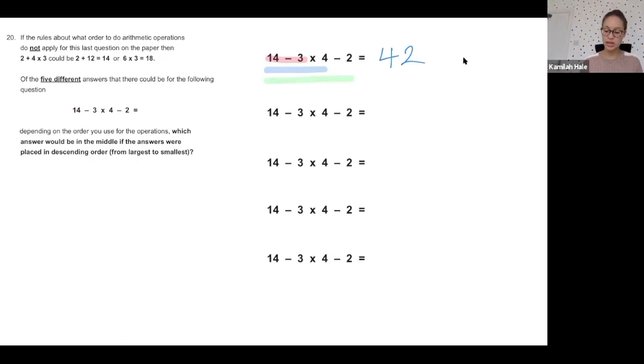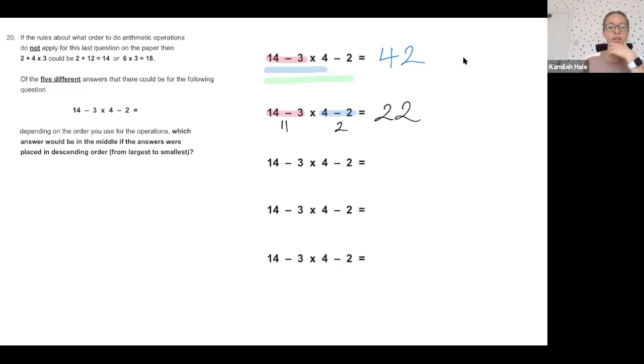So that's one of our answers. Someone's got 22. Yes, so you can get 22 by doing 14 minus 3, 4 minus 2, and then timesing those two numbers together. So you get 11 times 2, and you get 22.